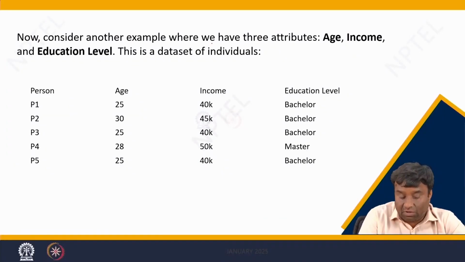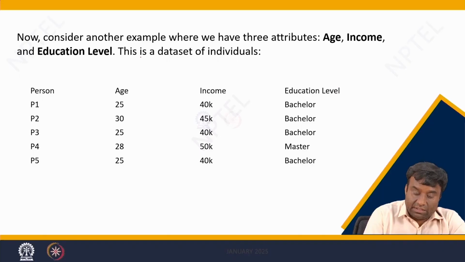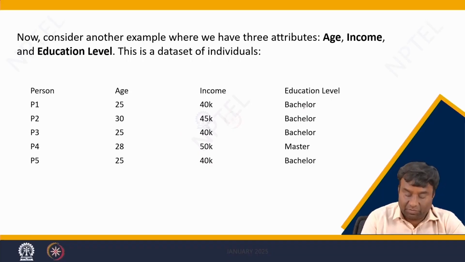Now consider another example where we have three attributes: age, income and education level. This is a data set of individuals, P1, P2, P3, P4, P5. The age of P1 is 25, P2 is 30, P3 is 25, P4 is 28, P5 is 25. The monthly income is 40k for P1, 45k for P2, 40k for P3, 50k for P4 and 40k for P5. Education level for P1 is bachelor, P2 also bachelor, P3 bachelor, P4 master and again P5 bachelor.